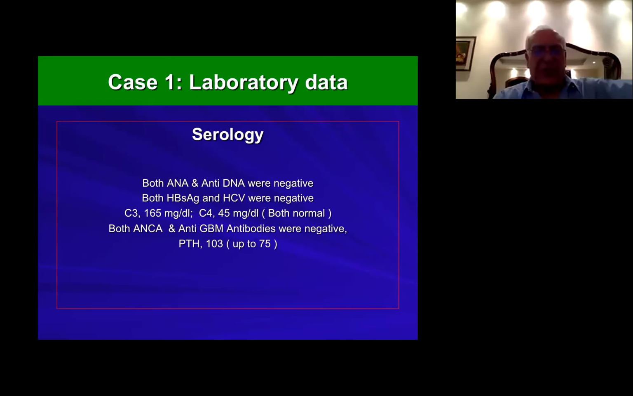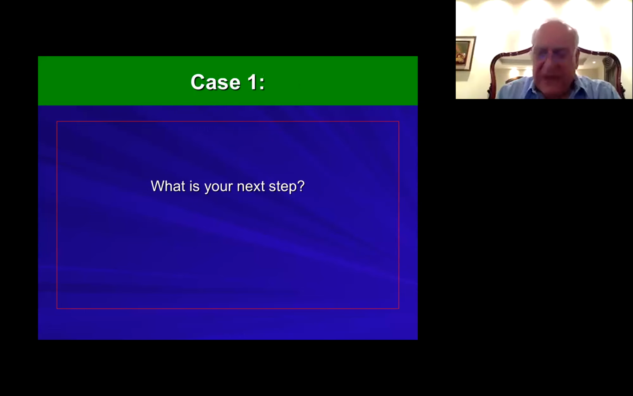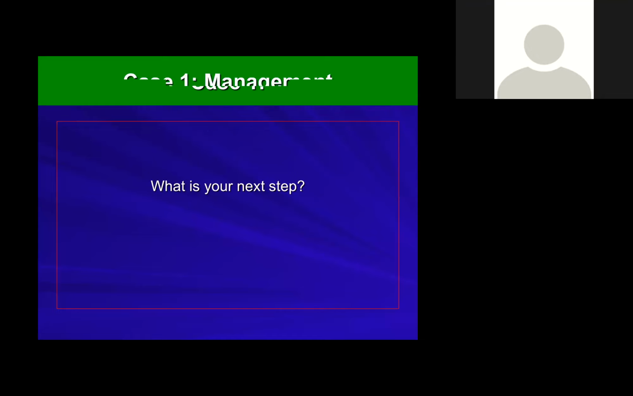And then so serology, that's what we have. ANA negative, anti-DNA negative, hepatitis B, C negative, complements normal, ANCA, anti-GBM negative, and his parathyroid hormone 103, which is up from normal, and we know possibly there is acute on top of chronic. So, what's your next step? We are in a pathology session. I'm sure definitely we will go for biopsy.